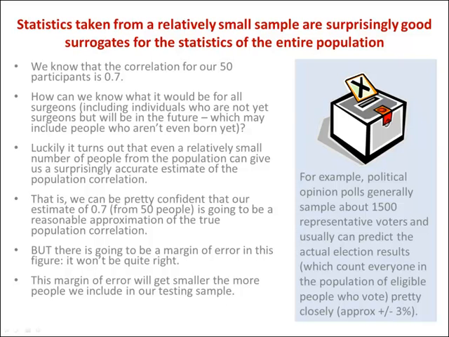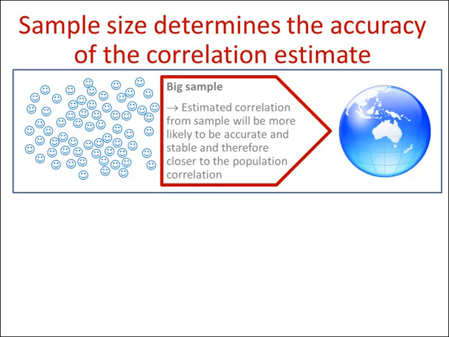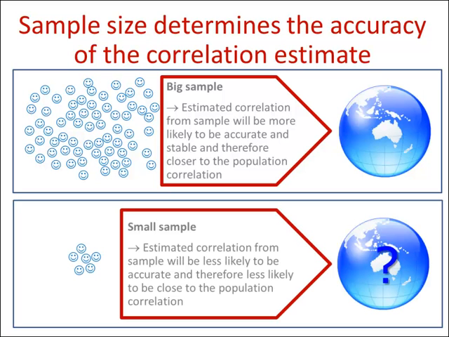Basically, the more people you test, the smaller the margin of error will be. So this is us sampling a large number of people. The more people we sample, the closer the estimated correlation from that sample will be to the population correlation. The more stable it will be as well. And if we only test a tiny number of people, we'll still get an estimate of the overall population correlation, but it simply will be less accurate and more unstable.